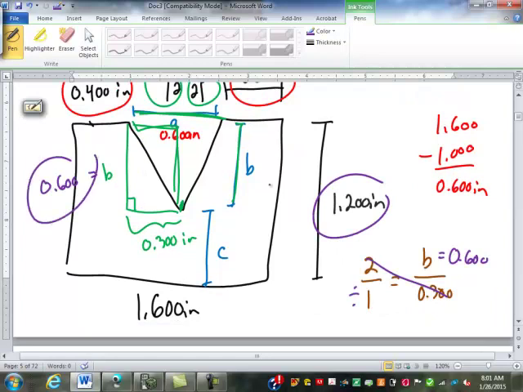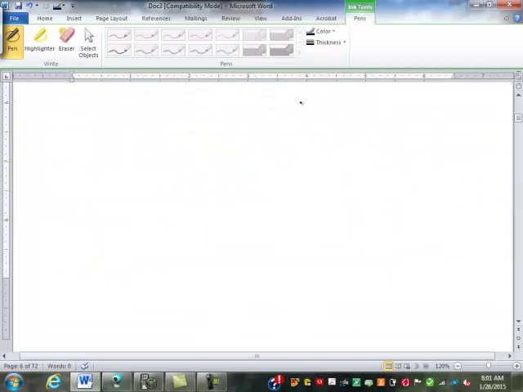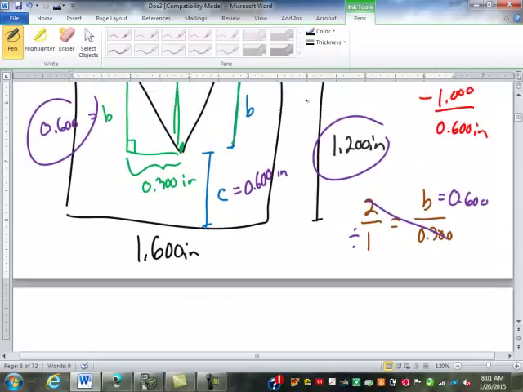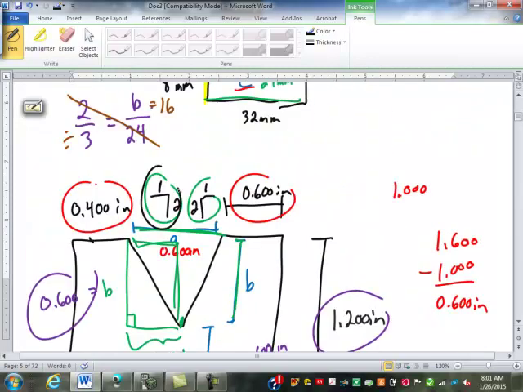1.2 minus 0.6 gives us that C is 0.6. Good. For some reason I must have 0.6 on the brain this morning. But that's only true if the tapers are the same, yes.